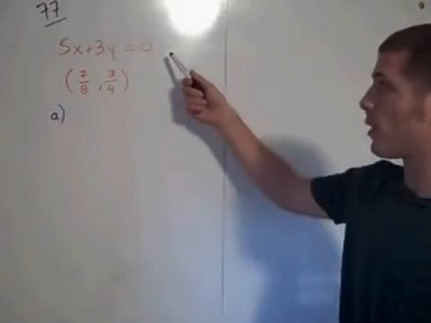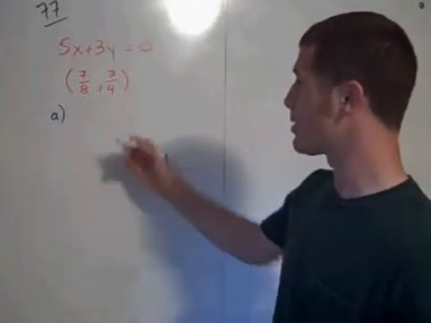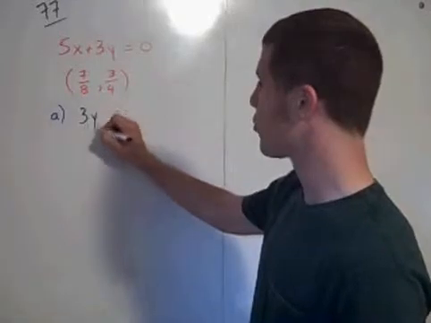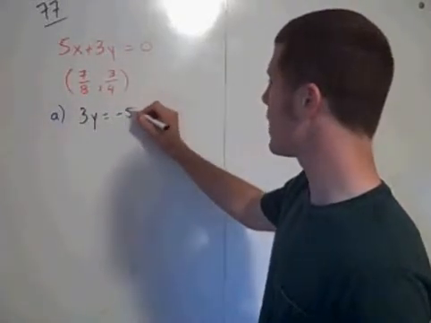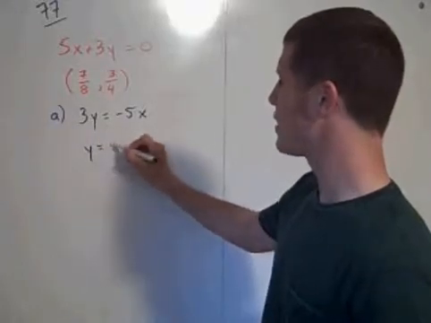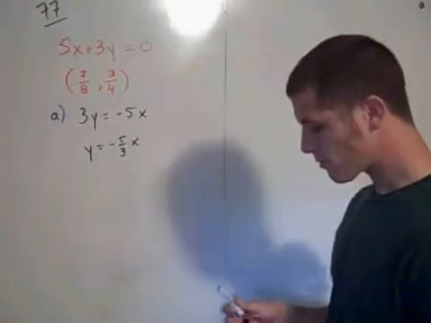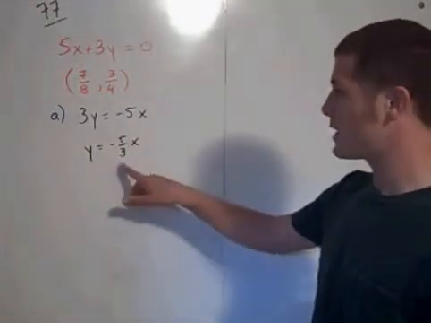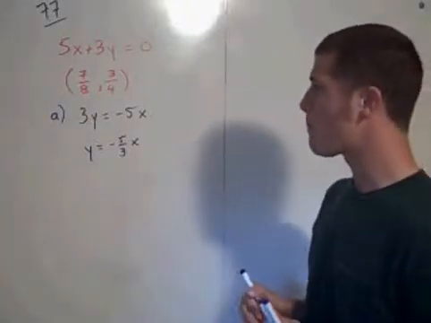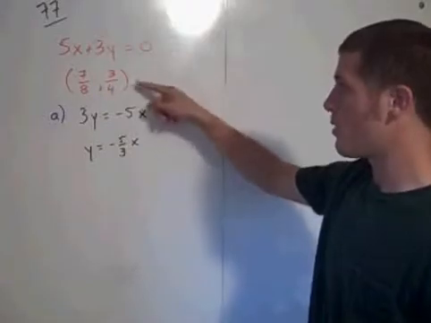So you need to find the slope. The best way you can find the slope of this line is to write it in slope-intercept form. So first of all, subtract 5x from both sides. Then you have 3y is equal to negative 5x. And then divide both sides by 3. So you have y is equal to negative 5/3 x. So the slope of this line is negative 5/3. You want to find a line that's parallel to this, but through this point.